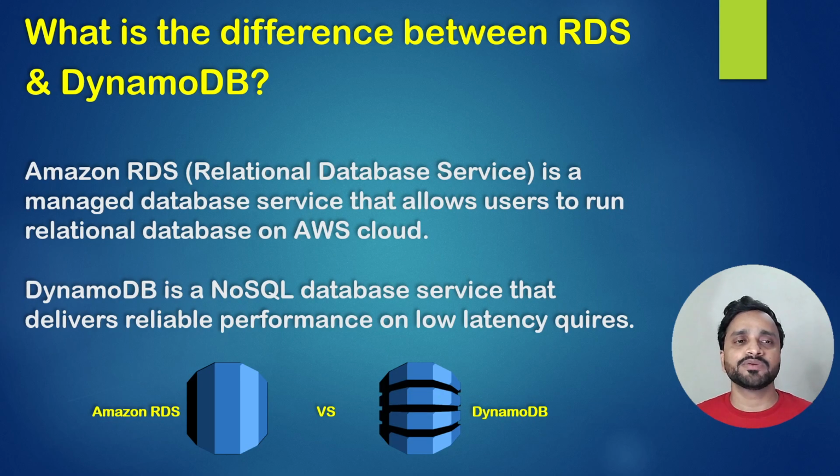What is the difference between RDS and DynamoDB? Both Amazon RDS and DynamoDB are related to databases. Amazon RDS, Relational Database Service, is a managed database service that allows users to run a relational database on AWS Cloud. And DynamoDB is a NoSQL database service that delivers reliable performance with low latency queries.